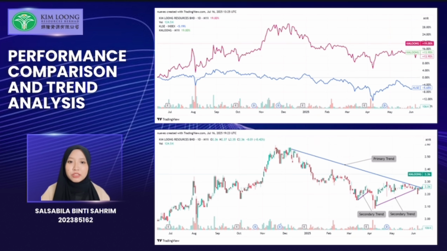Based on several news from the given period, KM Long is in good performance because the plantation sector was stable and its management continued to operate well despite the challenges in the overall market. This shows that KM Long was stronger than the market benchmark during this period.